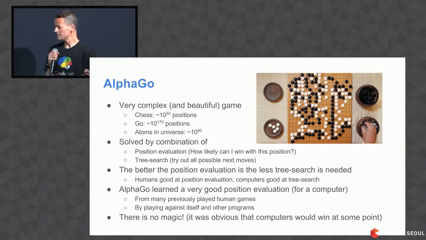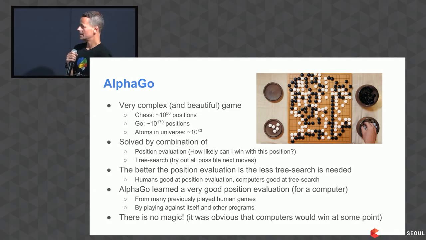So the better the position evaluation is, the less tree search is needed. And humans happen to be very good at position evaluation. They can look at a board and decide, hey, this is a very good position, and if I do this next move, it's going to be even better. And computers are very good at tree search because they are so fast. They can try out thousands, millions of positions in a second maybe. Maybe not in a second, but if you have many computers, then you can do it in a second.